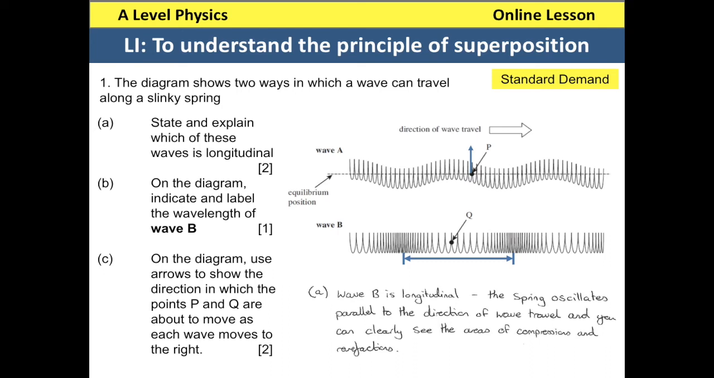If wave B is also moving to the right, then this compression needs to start to move to the right, which means the compression may end up here. So if we need the compression to be here instead of here, this particle is going to need to move to the left in order for the compression to become here. So that particle is going to move to the left.